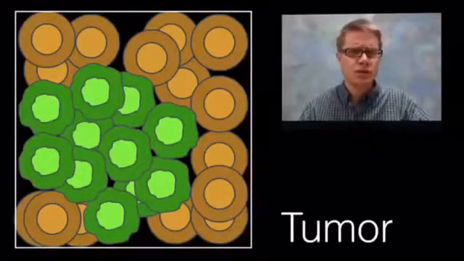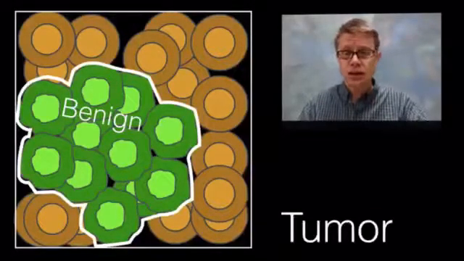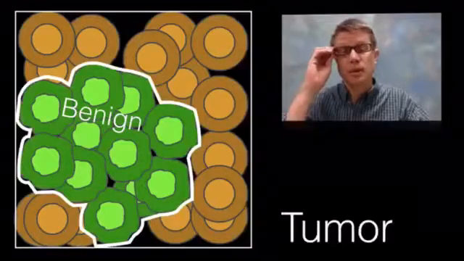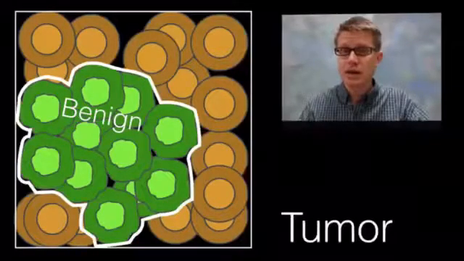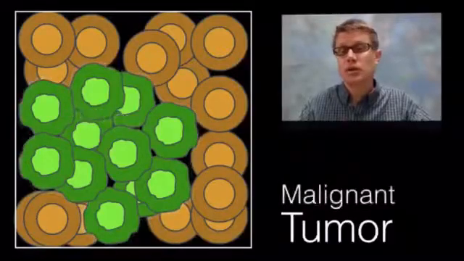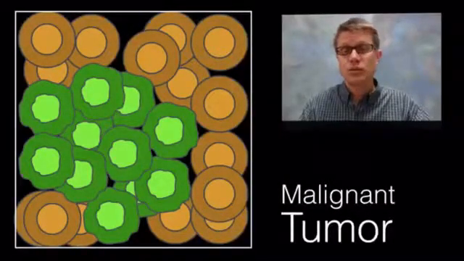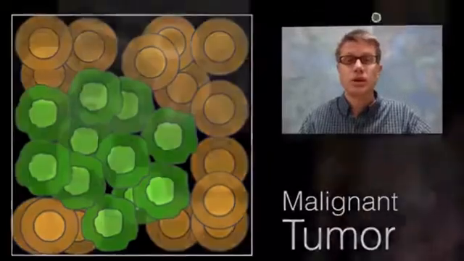Now, there are two types of tumor. If those cells are restricted to that one area and stay within a membrane, we call those benign tumors, and that's not cancer. But if there is no restriction to that area, it becomes what's called a malignant tumor, and that's really the definition of cancer. It's when we have uncontrolled cell growth, and those cells showing uncontrolled growth spread throughout our body.